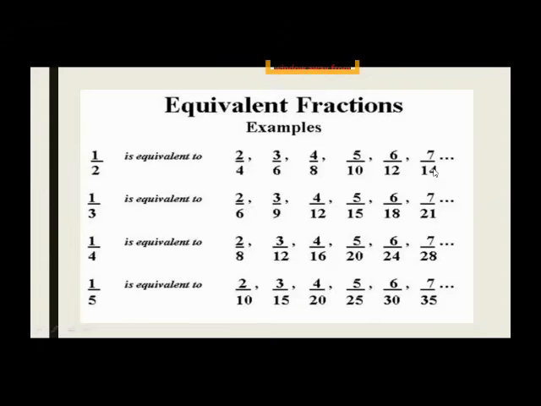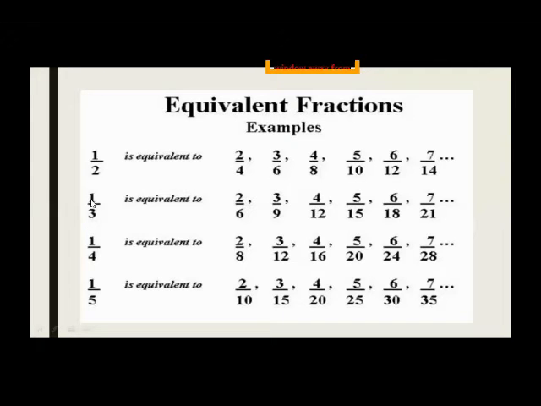How are they equivalent to each other? When you cancel them, you will get 1 upon 2. Now let's check. 2 ones are 2, 2 twos are 4, you will get 1 upon 2. 3 ones are 3, 3 twos are 6, you will get 1 upon 2 again. Then this is 4 upon 8. When you cancel it, 4 ones are 4, 4 twos are 8. So this is also an equivalent fraction. 5 ones are 5, 5 twos are 10. 6 ones are 6, 6 twos are 12. 7 ones are 7, 7 twos are 14.